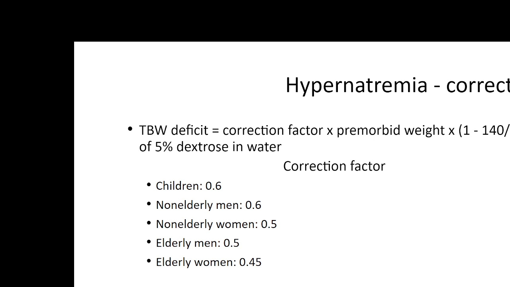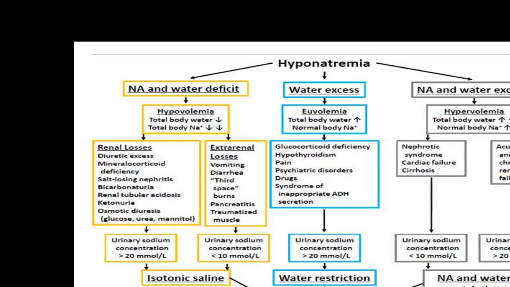be, that is, the total amount of fluid which has to be given would be 0.6 of the total body weight multiplied by the altered sodium level. That is how it has to be calculated. In elderly persons, it can be 0.5. In children, it could be 0.6, the multiplying factors. So that's about hypernatremia.